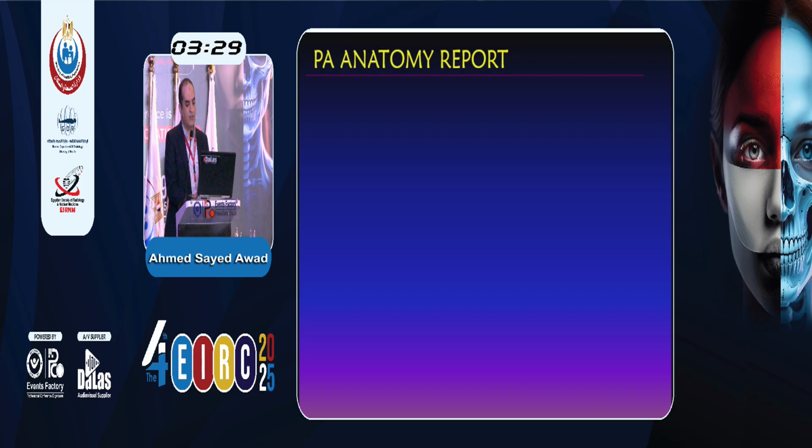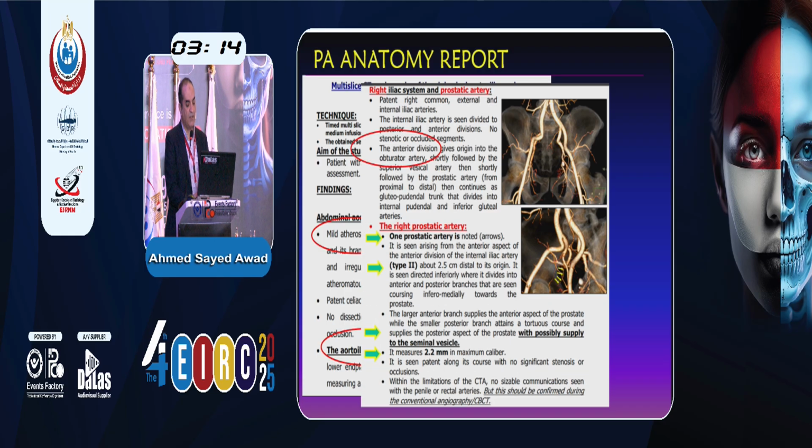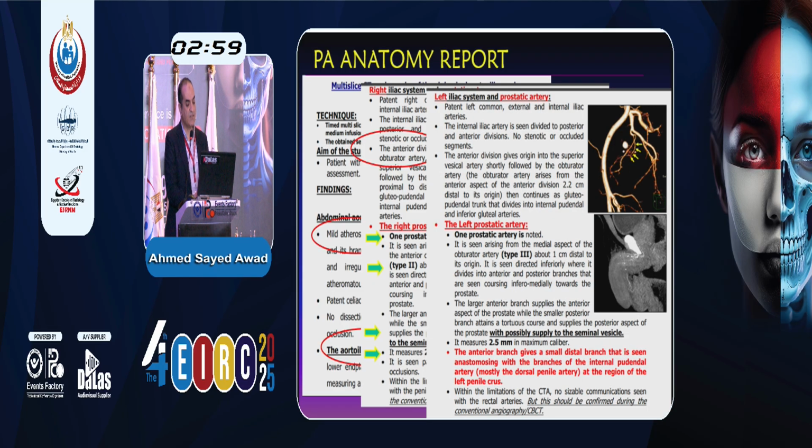This is a general report for the prostatic artery anatomy. It is applied for the CT, but we can apply it to any angiography. We discuss the three levels I mentioned: the atherosclerosis at the level of the aorta, the aortic bifurcation angle, and the level. Then we start every side separately. The right iliac system, its division. Then the right prostatic artery, one prostatic artery, type 2. Then the possible anastomosis and the caliber. And repeat for the left side.